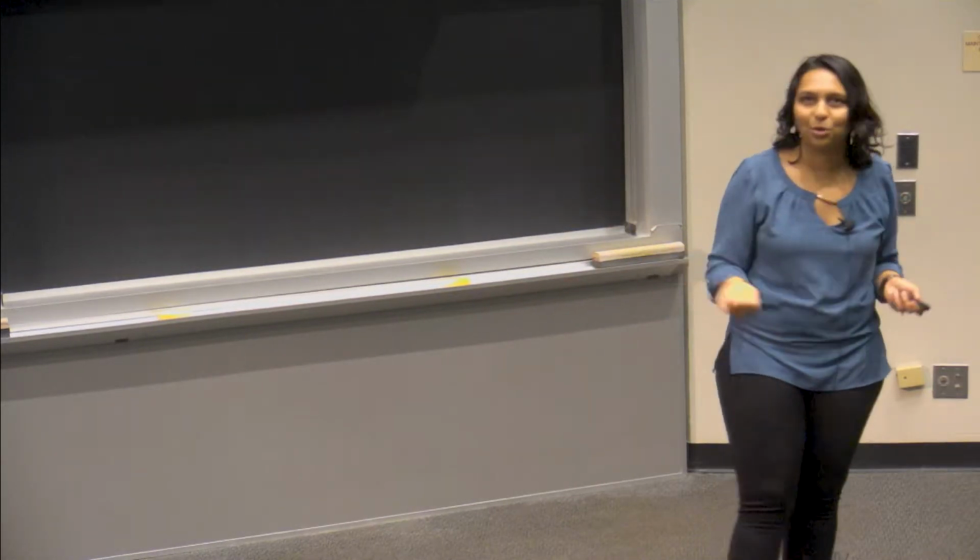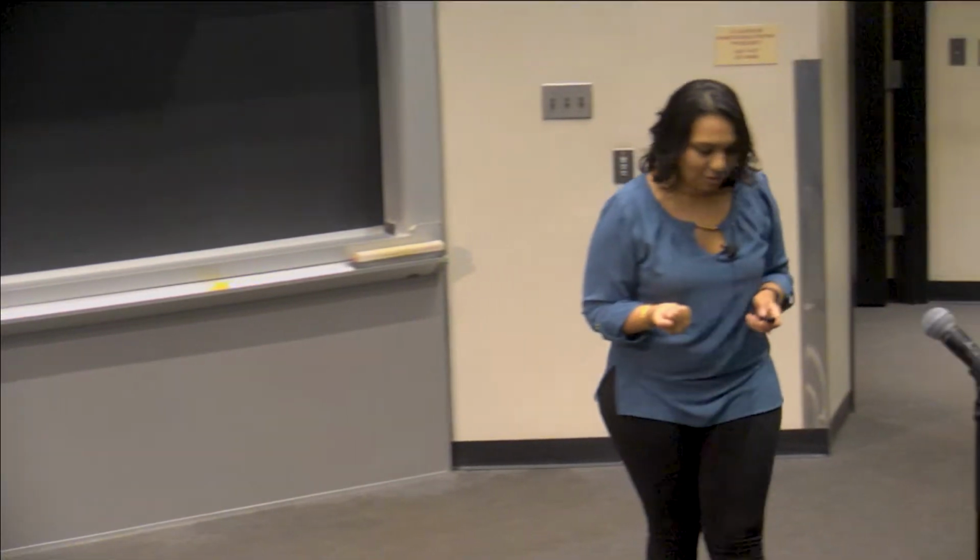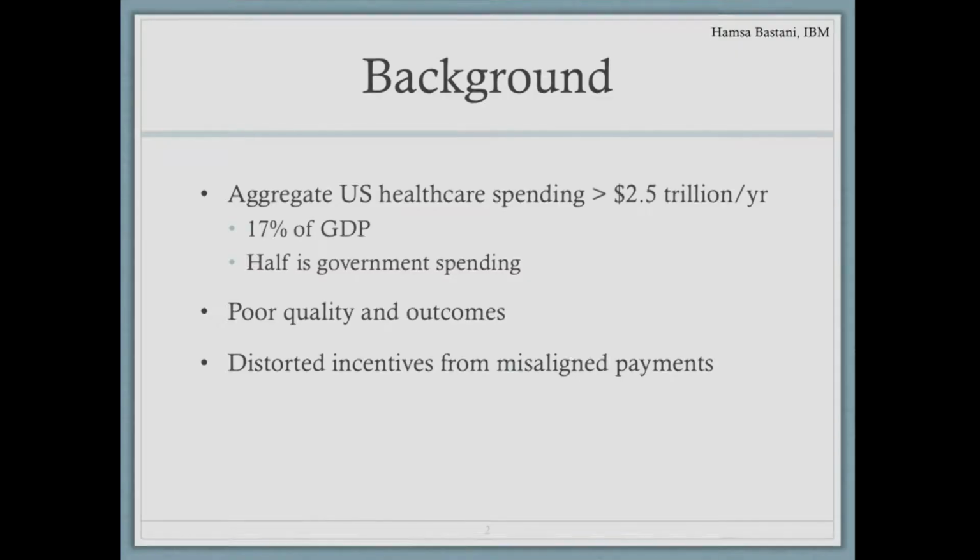So we still have poor quality and outcomes, even though we spend so much more per person in this country. So there's always the big question of why and what can we do to fix this. I didn't do research in that, but a lot of experts have looked at it. And one of the key reasons that they claim is distorted incentives that arise from misaligned payment systems. So what does that mean?